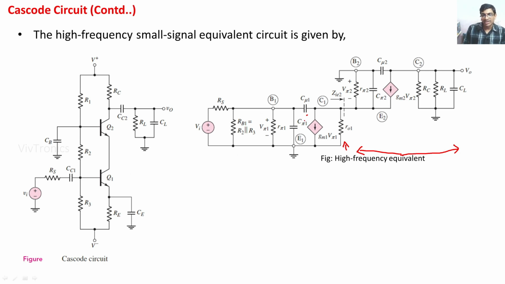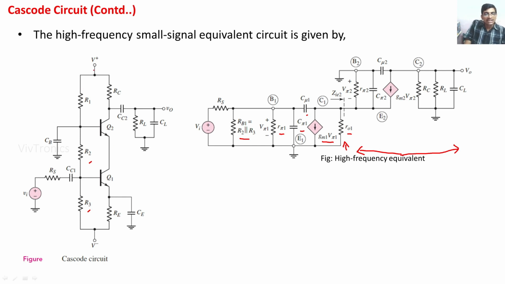And for the CE configuration, Cmu1 is the feedback capacitor, Cpi1 is the input capacitor, Rpi1 is the input resistance, gm1 Vpi1 is the output current, and Ro1 is the output resistance. RB1, which is a parallel combination of R2 and R3, is the biasing circuit resistance. R2 and R3 are in parallel combination, therefore this parallel combination is the biasing resistor.